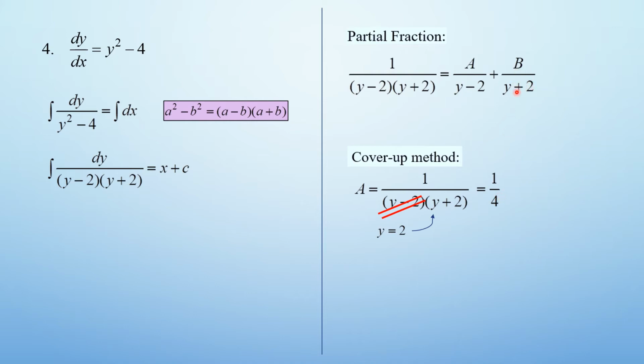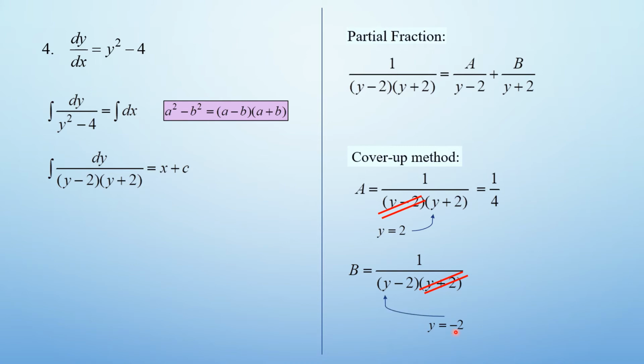So the first step is to write b equals the same as the left expression, 1 over y minus 2 times y plus 2. Now since b is above y plus 2, let us cover the factor y plus 2. So covering y plus 2 is just implying as if y plus 2 is equal to 0. So if y plus 2 equals 0, y is equal to negative 2.